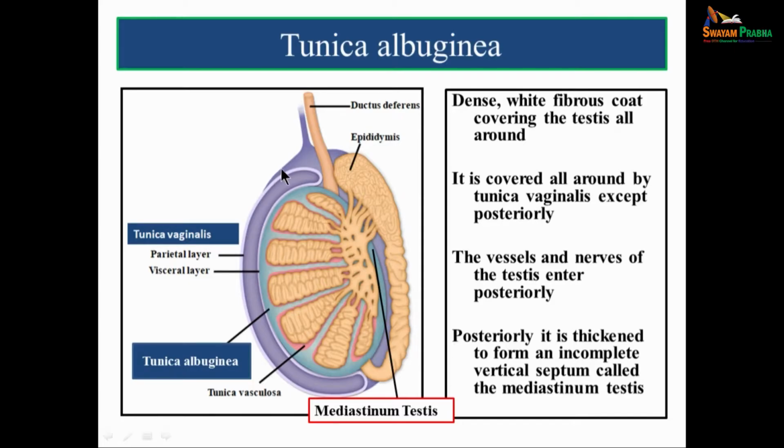It is covered all around by tunica vaginalis except in the posterior part. The vessels and nerves of the testis usually enter in the posterior aspect. Posteriorly, the tunica albuginea is thickened to form an incomplete vertical septum called the mediastinum testis. Now, this is the incomplete vertical septum called the mediastinum testis.